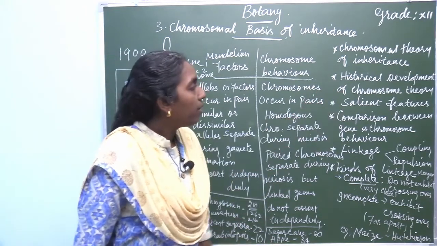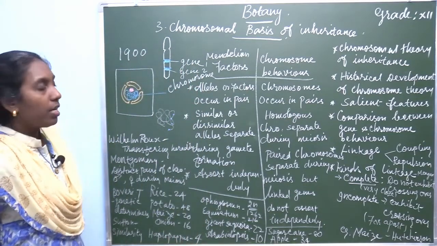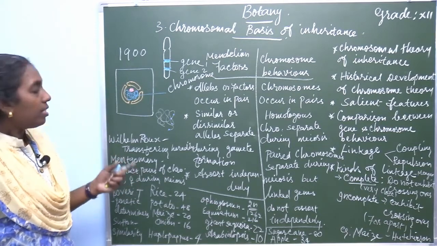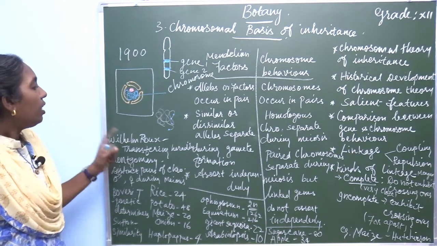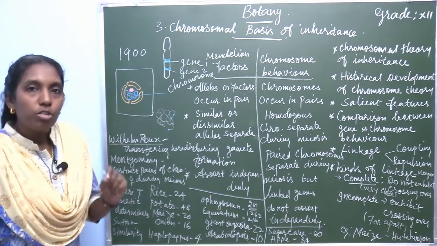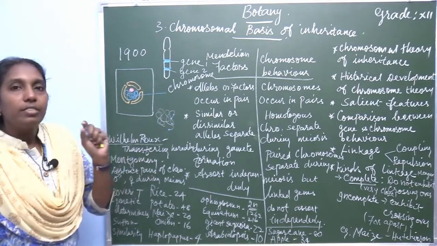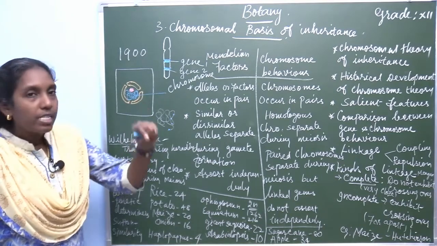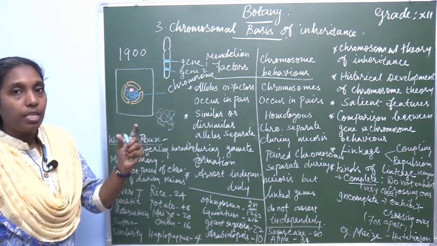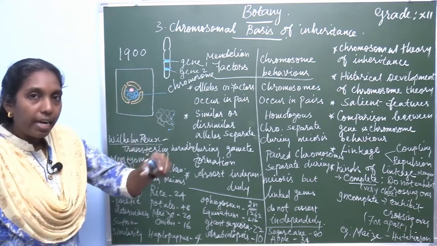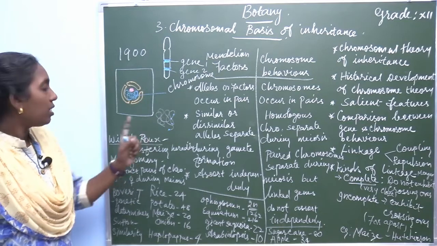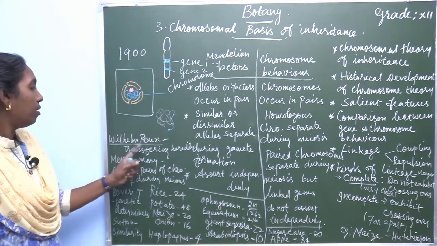Then, historical development of chromosomal theory. Various scientists discovered and postulated in different ways. Number 1, Wilhelm Roux postulated that the genes are transmitting the hereditary characters from one generation to the next generation. So, transferring of heredity was postulated by Wilhelm Roux.